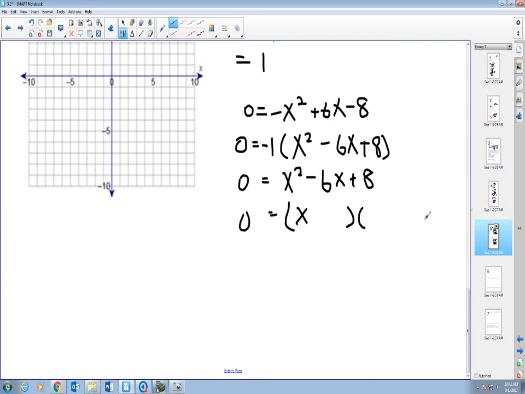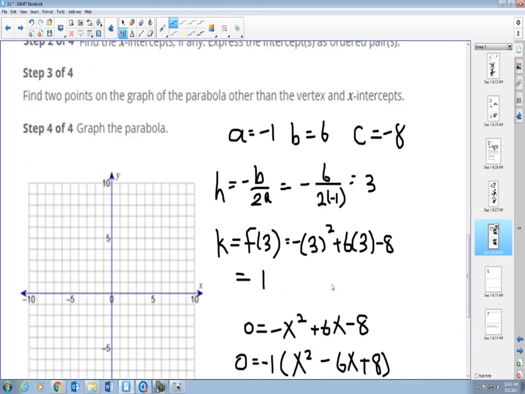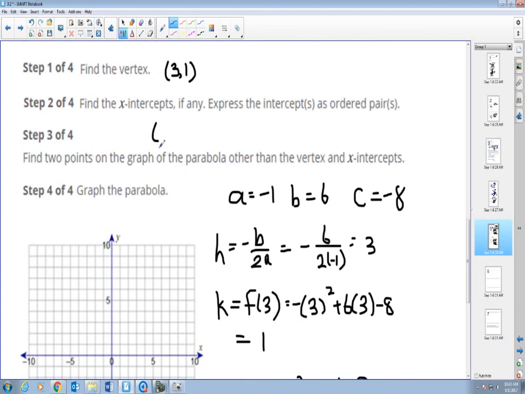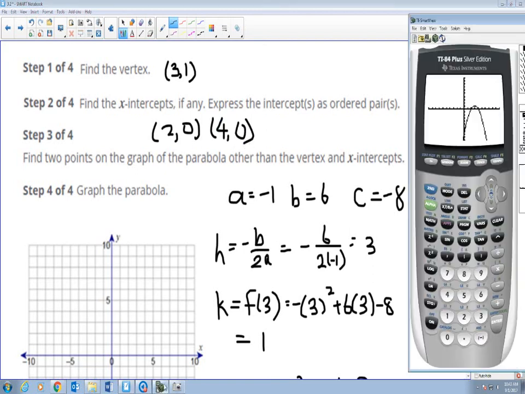But since the middle term is -6, both of these have to be negative. So if I set each factor equal to 0, my x is equal to 2, the other one equal to 4. So my x-intercepts are positive 2 comma 0 and positive 4 comma 0. Thank goodness it's a whole number.